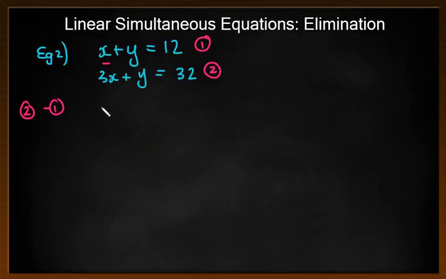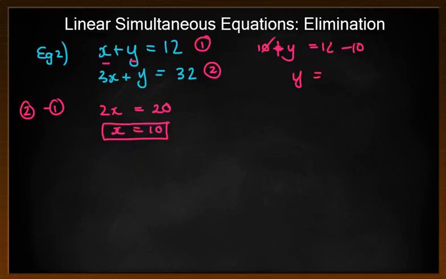3x minus x equals 2x. Y minus y is 0. 32 take away 12 is going to be 20. Therefore, if I solve it normally, x is equal to 10. I'm going to put it back into the top one because there are fewer numbers there, I guess. X plus y, sorry, my apologies, 10 plus y it should be. 10 plus y equals 12. Take away the 10. Y equals 2. Okay, therefore, my solution is 10, 2.